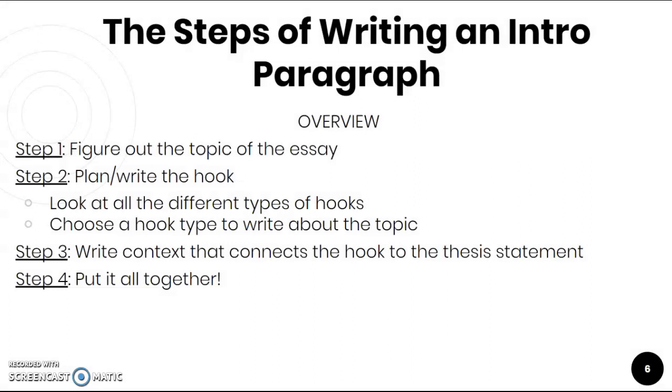The steps of writing an intro paragraph. Step 1 is to figure out the topic of the essay. Step 2 is to plan and write the hook based on the topic. You can look at all the different types of hooks that you can do and choose a hook type to write about the topic. Step 3 is to write context that connects the hook to the thesis statement, and then step 4 is to put it all together.